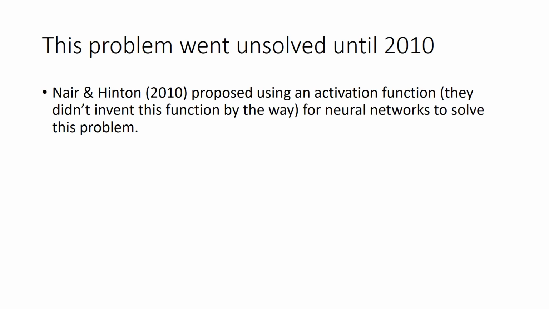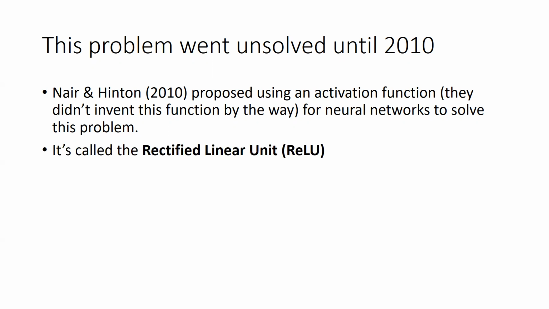proposed a different kind of activation function, and they didn't invent this activation function. Again, this activation we're about to talk about was invented in the 80s. But they proposed using a certain type of activation for neural networks to try and solve this problem of vanishing gradients. And Andy mentioned this yesterday. So it's called the rectified linear unit, or ReLU. And we're going to be using these. I'm just eyeballing the notebook now. We're going to be using ReLU for our deep learning frameworks.